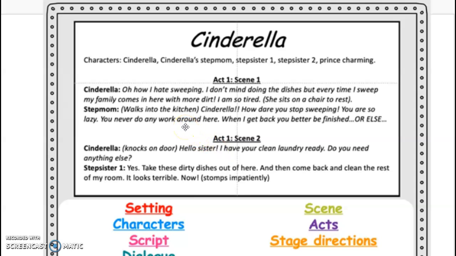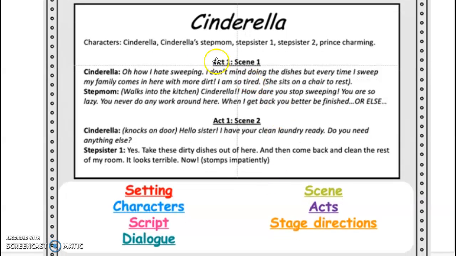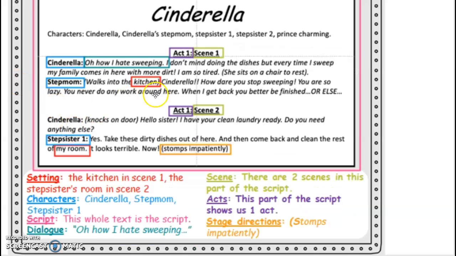And then we have the entire thing that is called a script. What they are saying is the dialogue. And I think we've covered all of these here. So if we were to look at it color coded, it would look like this.